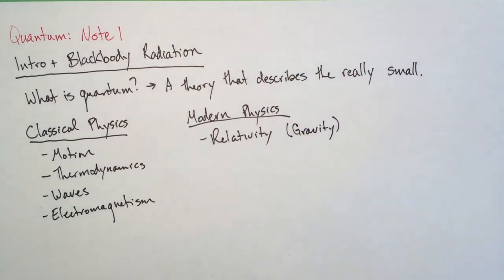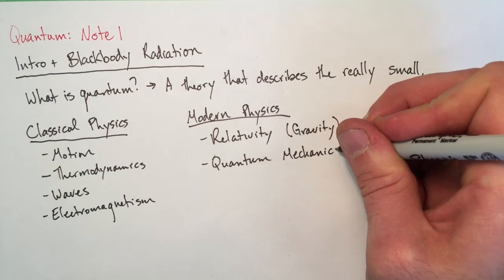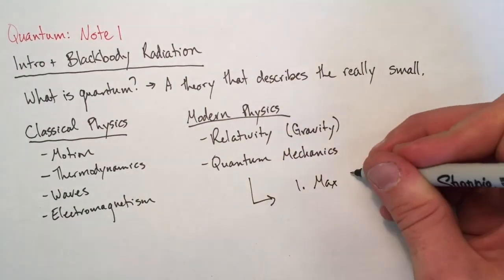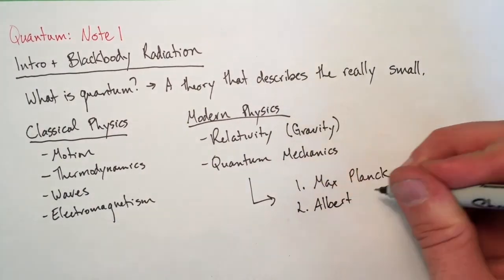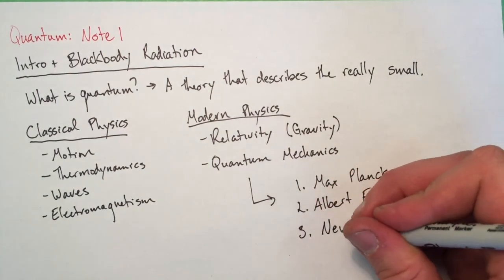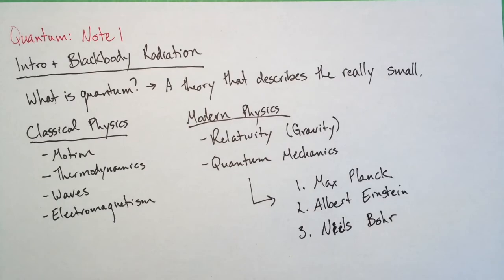That covers gravity and moving near the speed of light. And then there was also quantum mechanics, which was done by three major players: Max Planck, Albert Einstein, and Niels Bohr. Quantum came around through the study of blackbody radiation.